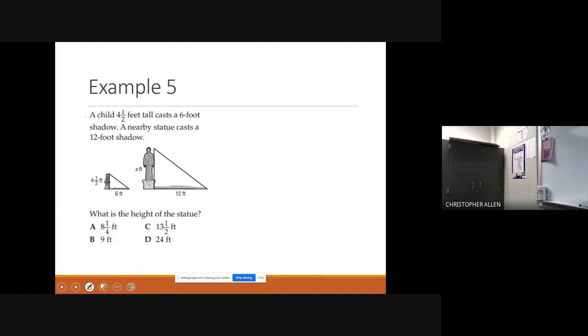One of the biggest, most important ideas when it comes to similar figures is being able to find measures indirectly. What I mean by that is, let me just read the problem. It says that a child, here's the child, is 4.5 feet tall and casts a 6-foot shadow. Here's some statue. We do not know how tall it is, but at that exact same time, at that same place basically, the shadow of that statue is coincidentally exactly 12 feet. The question is, how can we find the height of the statue?